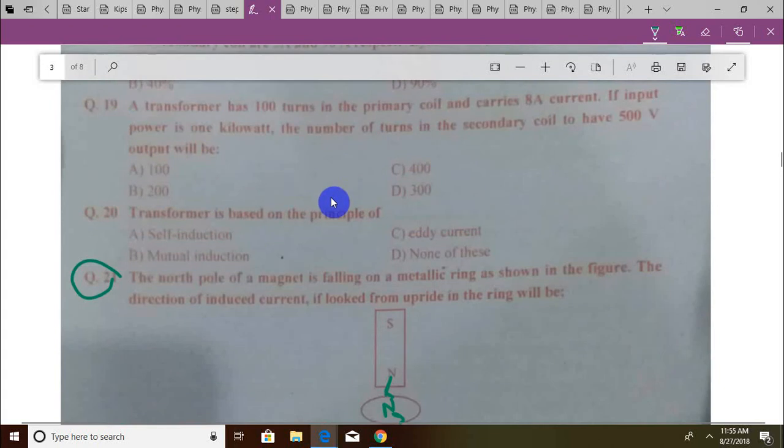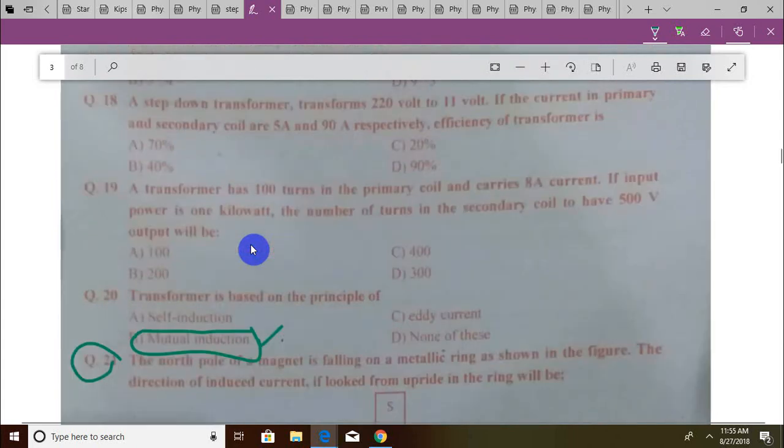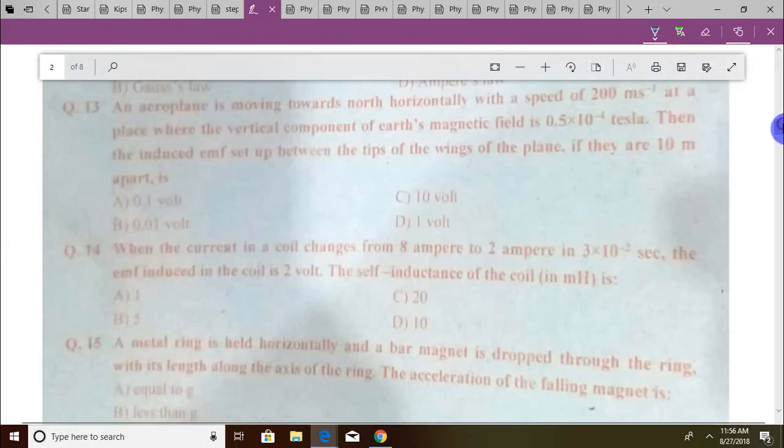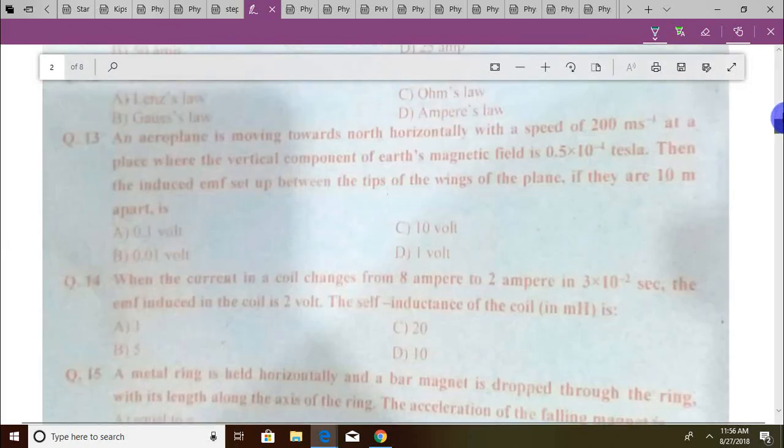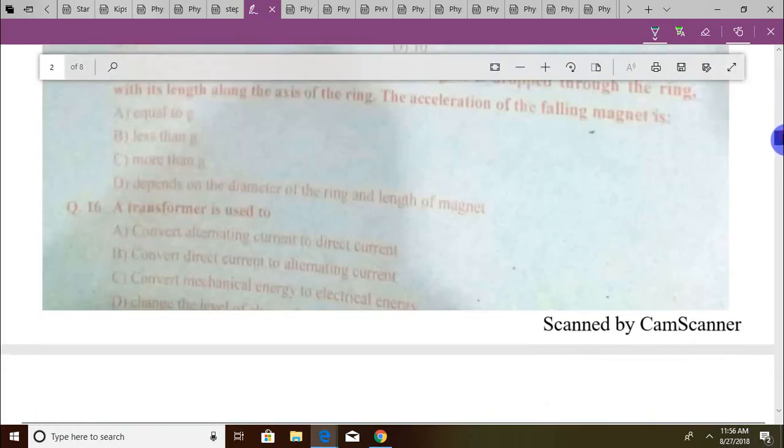ट्रांसफॉर्मर इज बेस्ड ऑन द प्रिंसिपल ऑफ सेल्फ इंडक्शन, म्यूचुअल इंडक्शन, एडी करंट्स। ये बेसिकली बुक की लाइन है, म्यूचुअल इंडक्शन से होता है। अब ट्रांसफॉर्मर के सवाल आ रहे हैं। वैसे मुझे ट्रांसफॉर्मर वाले कंपेरेटिवली आसान लगते हैं, लेकिन any fun doing them is there.